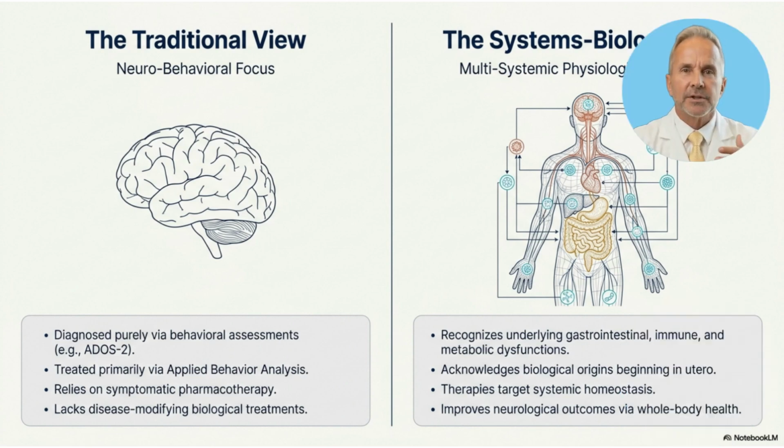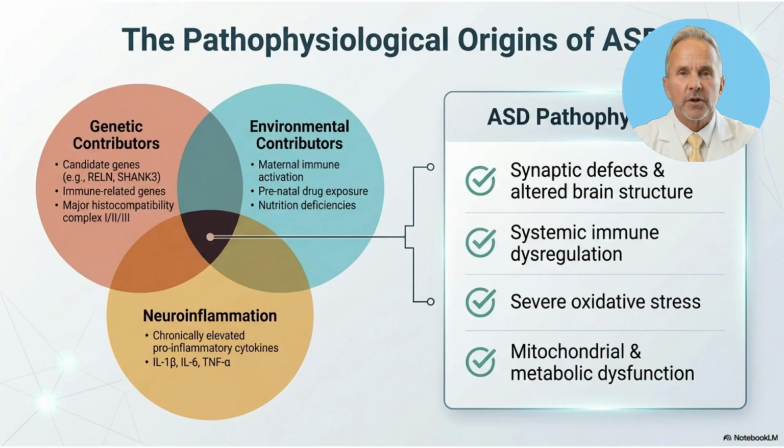However, the systems biology view reframes autism as a multisystemic physiological condition. This modern approach recognizes underlying gastrointestinal, immune, and metabolic dysfunctions, acknowledges biological origins beginning in utero, and uses therapies that target systemic homeostasis and improve neurological outcomes via whole body health. Instead of just looking at the brain, we must look at how the gut, immune system, mitochondria, and metabolic pathways all continuously interact. If autism is multisystemic, where does it originate?